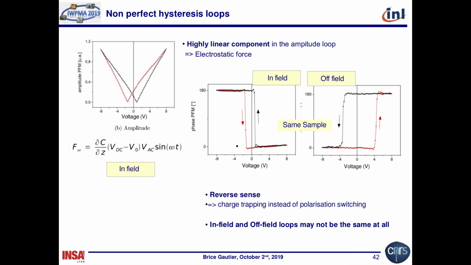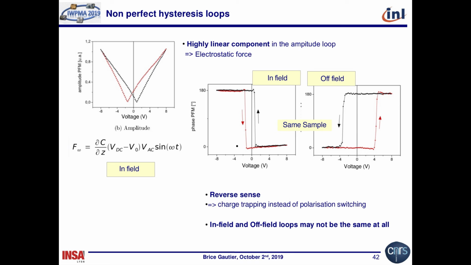Well, now, why is it important to perform off-field loops? This is an example of a pathologic hysteresis loop. This one has been made on a non-ferroelectric sample, namely amorphous silicon oxide. It's not supposed to be ferroelectric. But what you see is that you have what resembles a ferroelectric hysteresis loop. And you see this part there, which is very linear. And this part there arises from the electrostatic contribution.